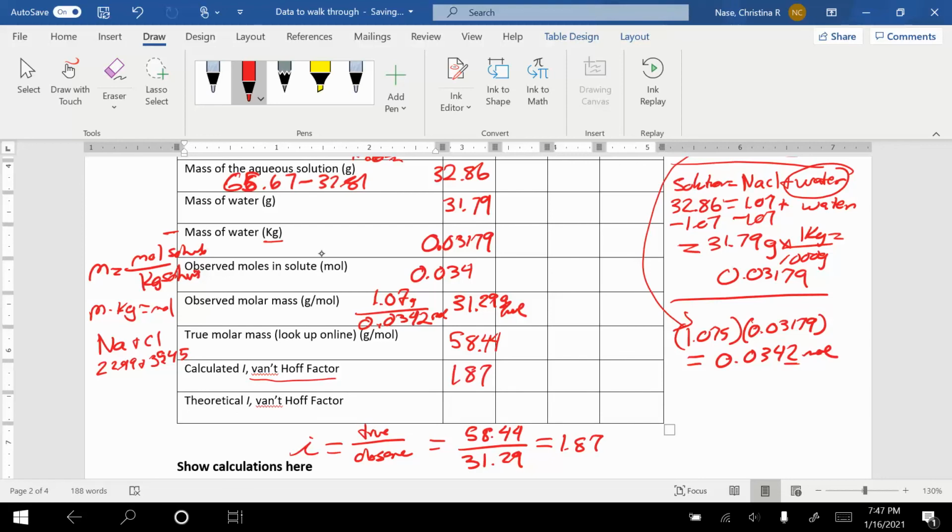And then the theoretical Van Hoff factor, we'll think about what sodium chloride looks like here. That's going to dissociate into sodium ions and chloride ions, so that Van Hoff factor, in theory, should be about 2. So you can look that up. Great. So that's about how we calculate all of our calculations for this lab.